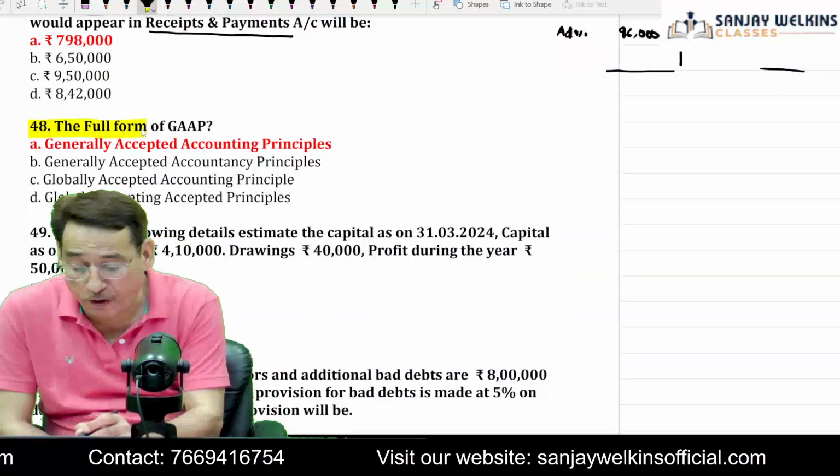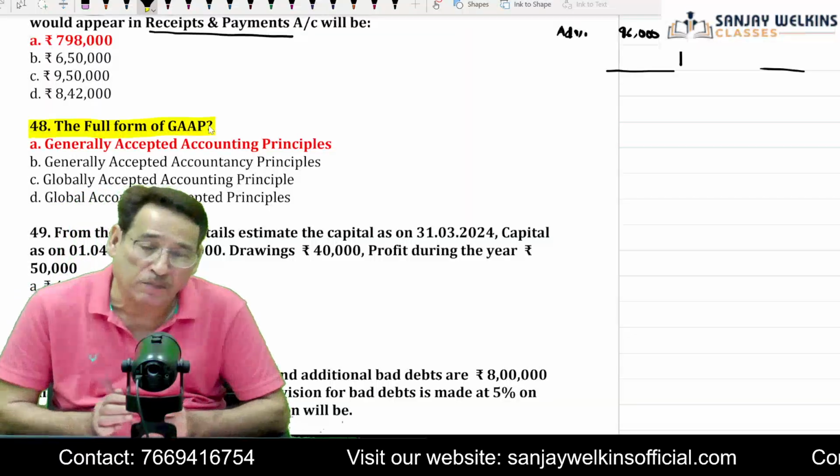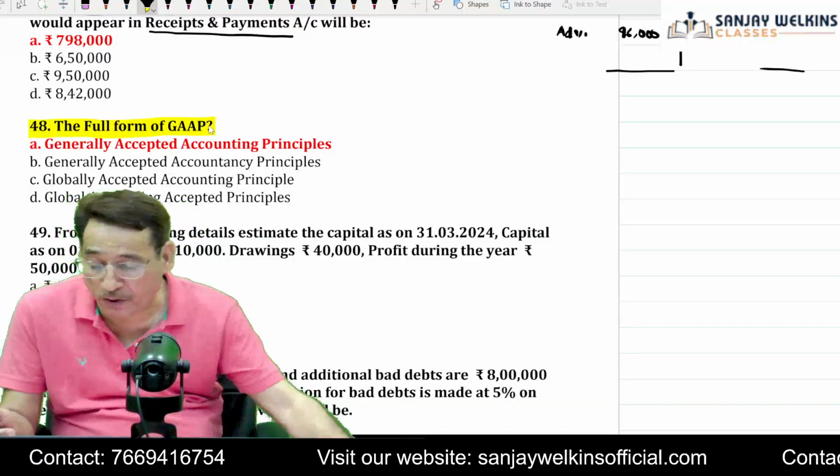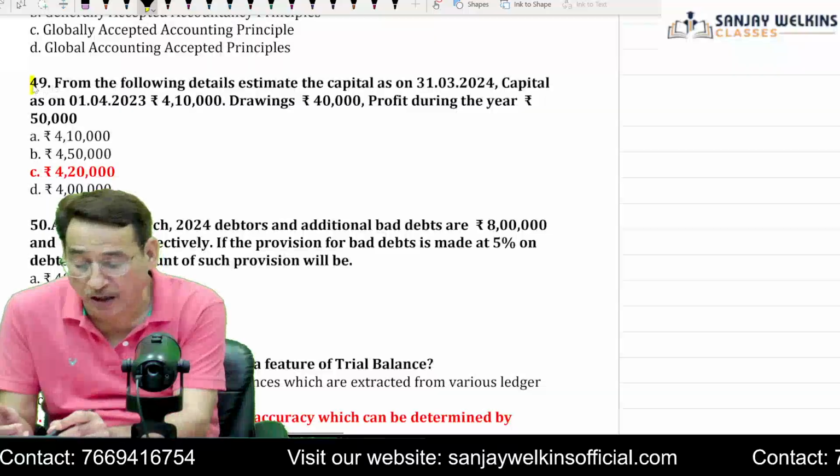What is the full form of GAAP? Generally accepted accounting principle, as you know. So alternative A will be your answer.